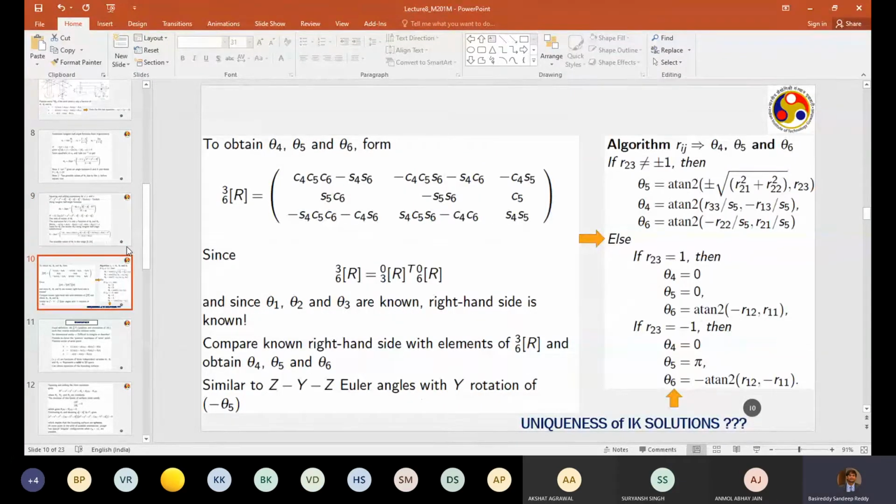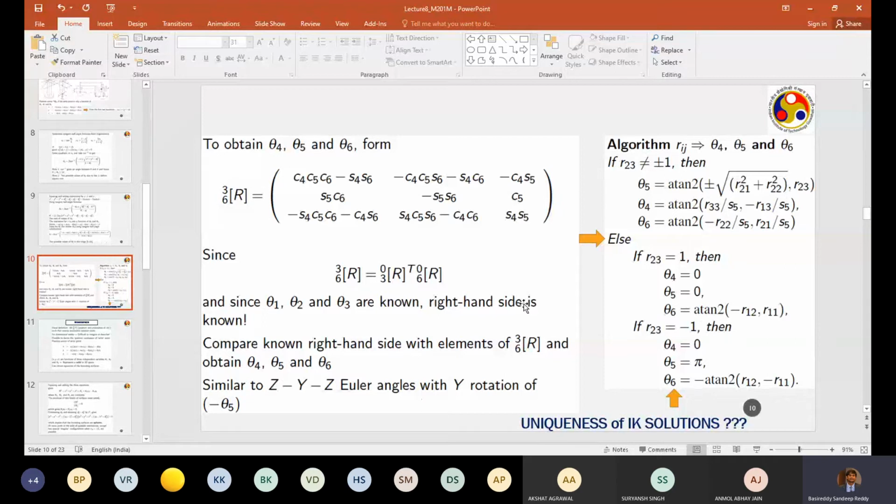Yes, so we had calculated theta 1, theta 2, theta 3. Now to obtain theta 4, theta 5 and theta 6, we can do it in this manner. As I had said, I had separated the transformation matrix from 0 to 3 and 3 to 6. It is for this reason. If you see the rotation matrix from 3 to 6, it looks something like this: C4, C5, C6 and so on. Are you able to see this PowerPoint slide? Yes, sir. So it looks something like this.